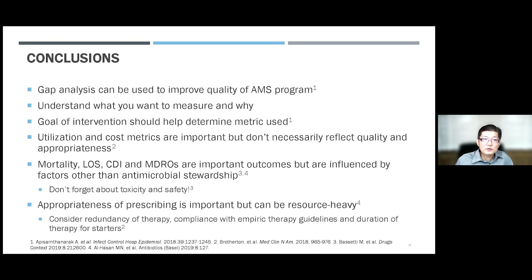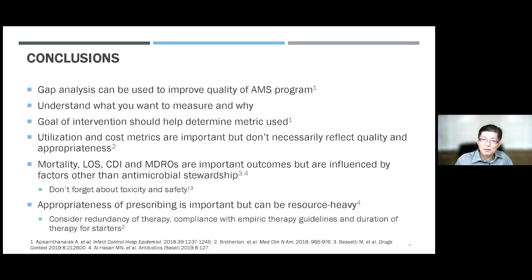In conclusion, I would say that gap analysis can be used to improve the quality of the AMS program, to understand what you want to measure and why you want to measure it, and the goal of the intervention should help determine the metric used. Utilization and cost metrics are important, but do not necessarily reflect quality and appropriateness. Mortality, length of stay, C. difficile, and MDRO are important outcome metrics, but are influenced by factors other than antimicrobial stewardship. But don't forget about toxicity and safety as well.